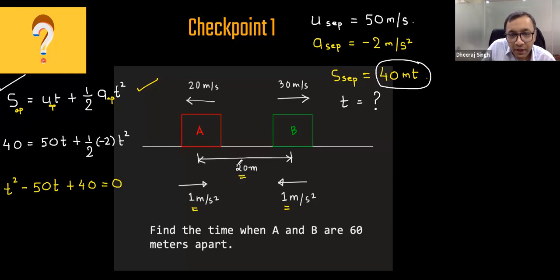So you don't need to do anything to be separated by 20, right? Final separation is 60. So how much do you have to work for? 60 minus 20, which is 40. Clear? All right. So what do you get from here? Has anybody solved this quadratic equation? No one. But anyways, when you solve this quadratic equation, you'll get the value of t.